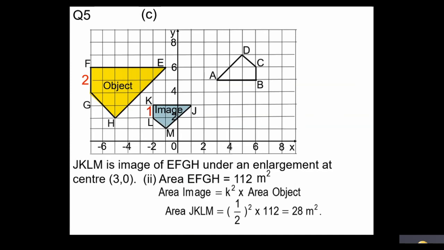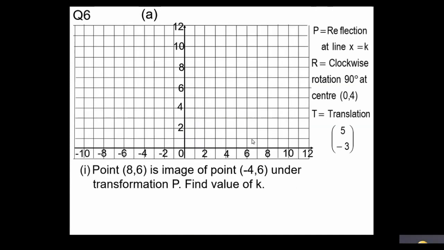Okay, next. Question number 6. Now what is this? Again, they give us 2. Reflection at line x equals k. We don't know what k is. R is rotation, with a center. Oh, they give us 3: reflection, rotation, and also translation. Now, (8, 6) is the image of point (-4, 6).